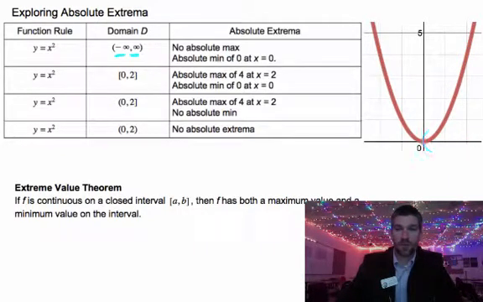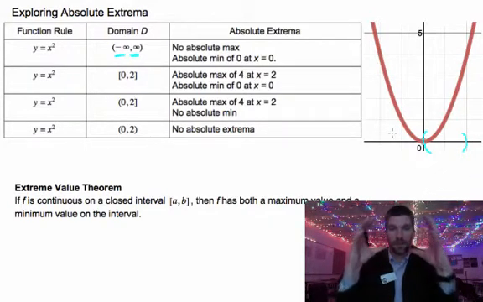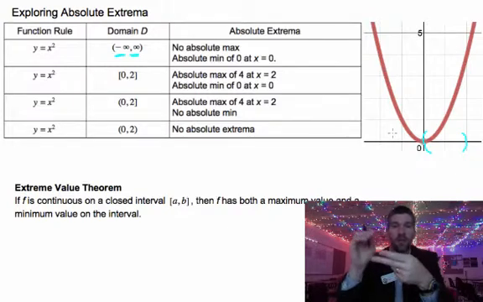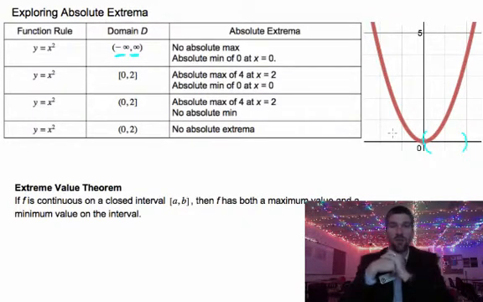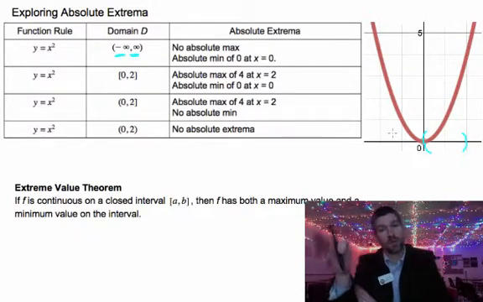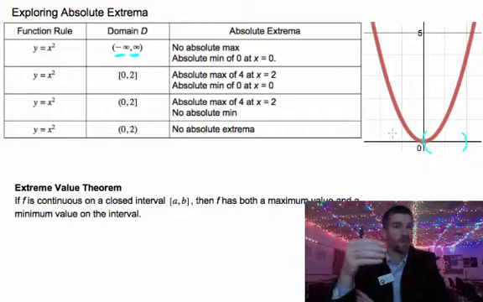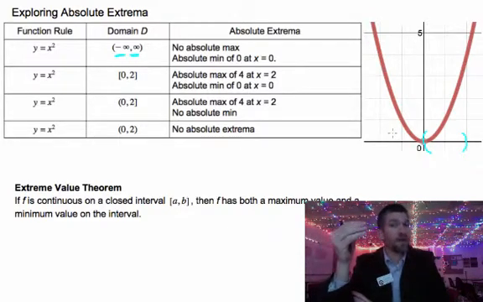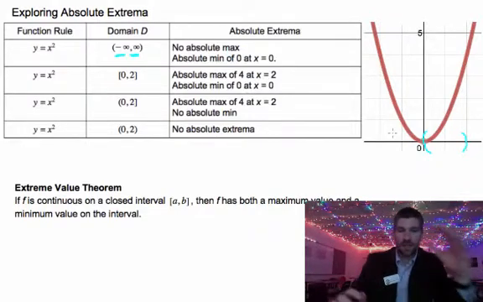Another situation we could have is where we go from 0 to 2, and it's going to look like this. Anytime you have parentheses, where we're not including 0 and we're not including 2, there's no way to find an absolute max or absolute min, because we can always get closer to those points but can't ever touch them. Our y values will always increase but never come to a specific max or min. So those are some different rules.